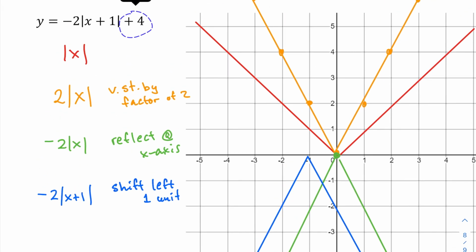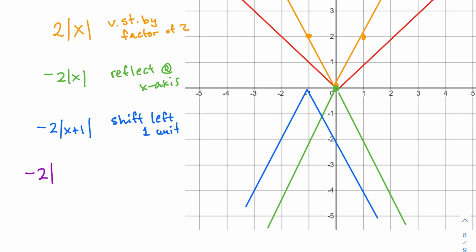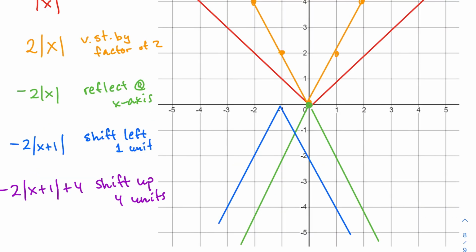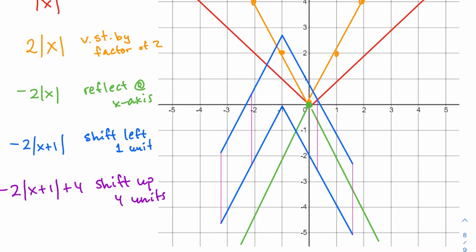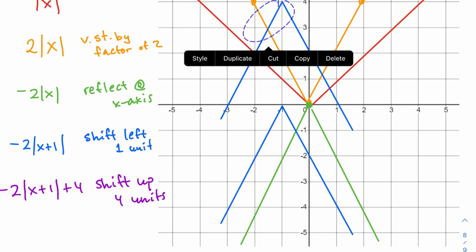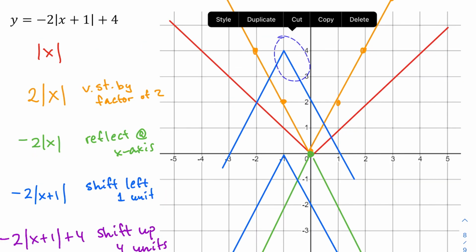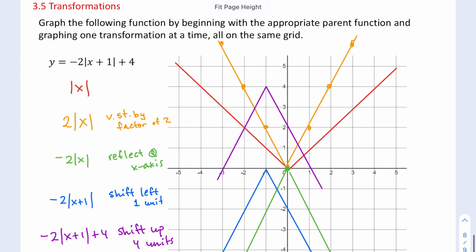We've got to do that plus 4. That's going to be our shift up 4 units. Let's make this one purple. So to go from blue to purple, the only change I made was adding that 4, and that's going to shift up 4 units. So I could just grab the blue, copy, paste. All right, so here's the blue, go up 4 units. So it's going to go right up, the sharp corners right there. Of course, now I want to make that purple. And there's our final graph, the purple graph.